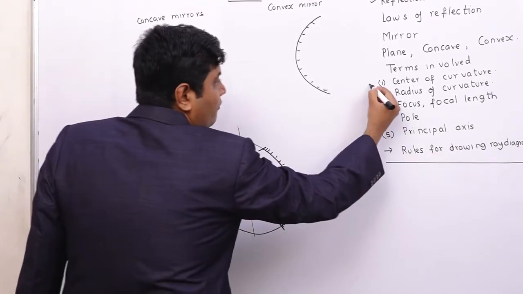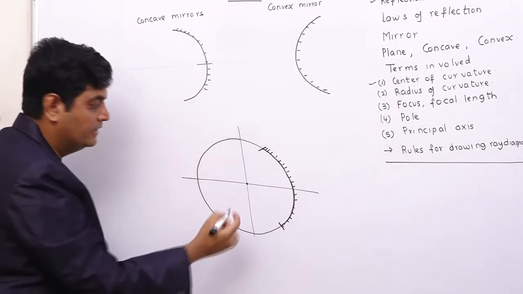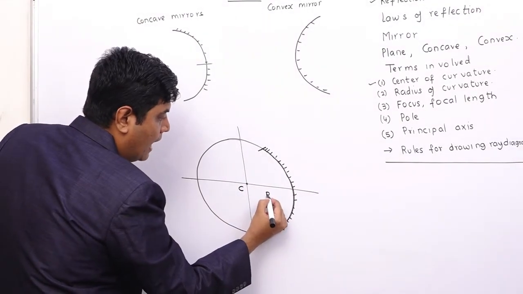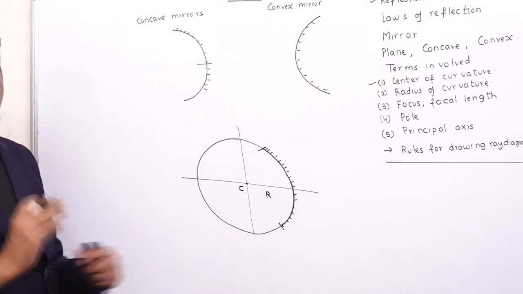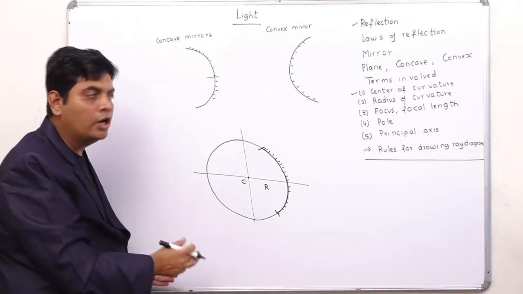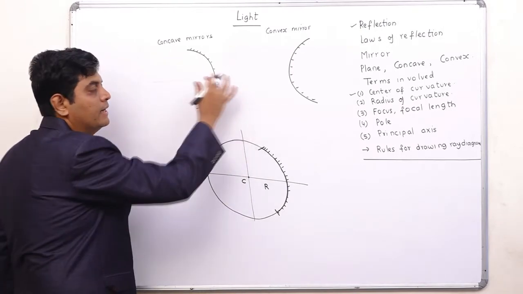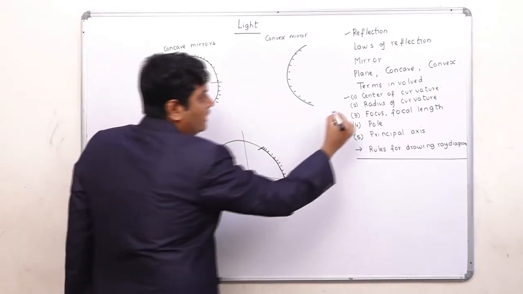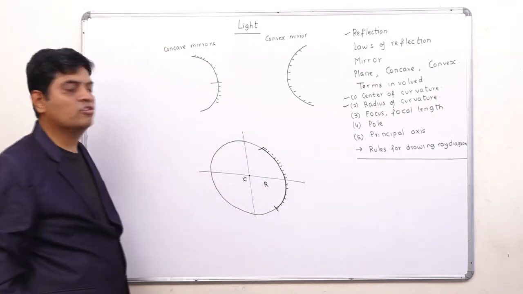Next is radius of curvature. What is radius of curvature? So this is center of curvature C, this is your radius of curvature R. Radius of curvature is the radius of the sphere of which this mirror is a part. Okay? So we have understood center of curvature. Second is radius of curvature.